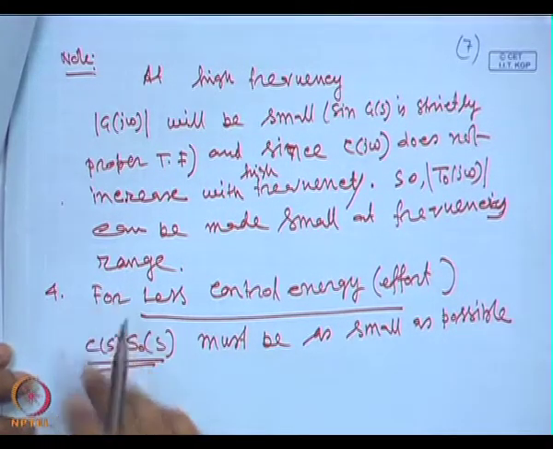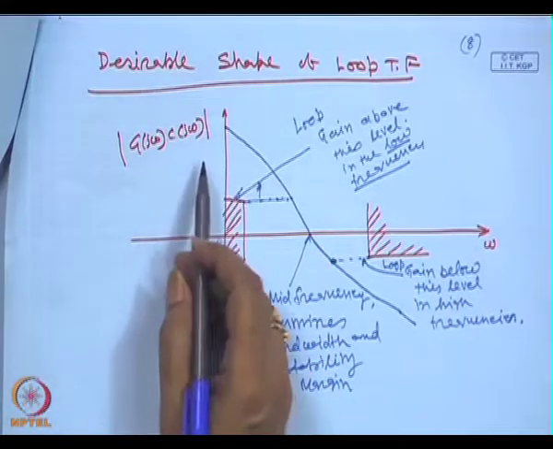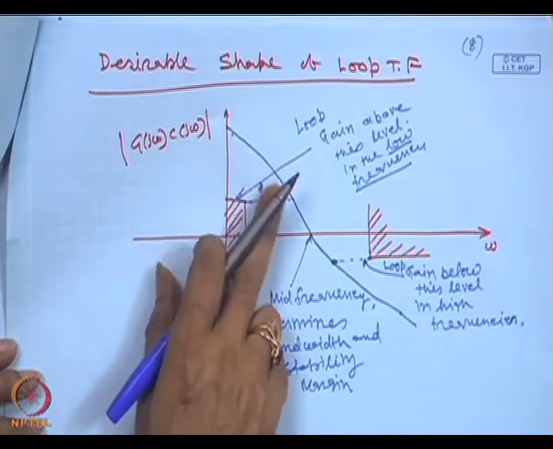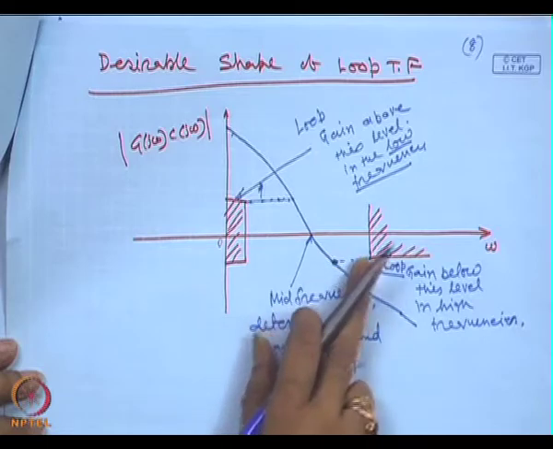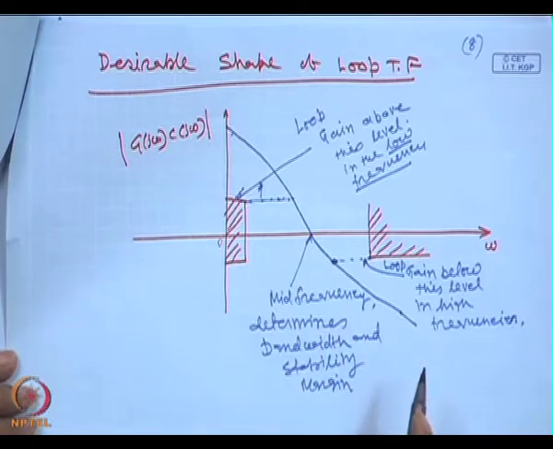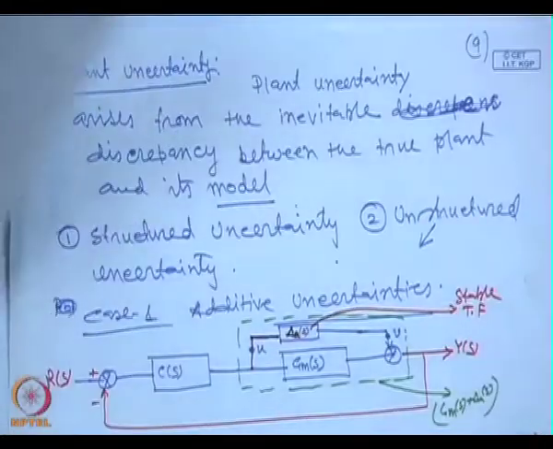Then another design objective is less control effort. Naturally, when we design a controller, control effort should be less, because we cannot apply a very large input magnitude to physical systems. To achieve this, the loop gain frequency response should be like this: in the low frequency range the loop gain is large, in the high frequency range the loop gain is low, and the mid frequency range determines the stability and bandwidth, the speed of response.